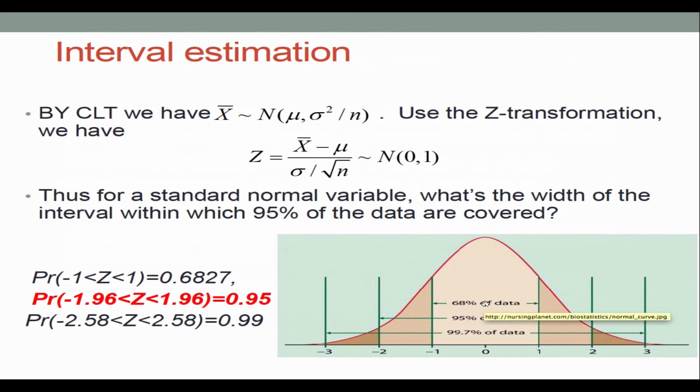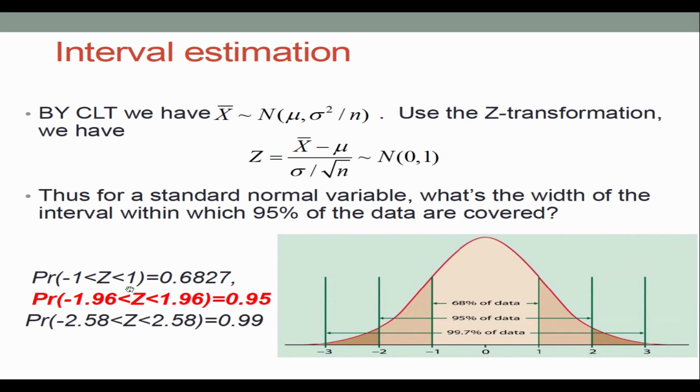We know that for a standard normal distribution, about 68% of the data fall into the interval from -1 to 1. Right? Last lecture, I showed you such facts. For the standard normal distribution, the probability for Z between -1 and 1 is 68%, and for Z between -1.96 and 1.96 is 95%. We just want to apply these facts to construct the 95% confidence interval.